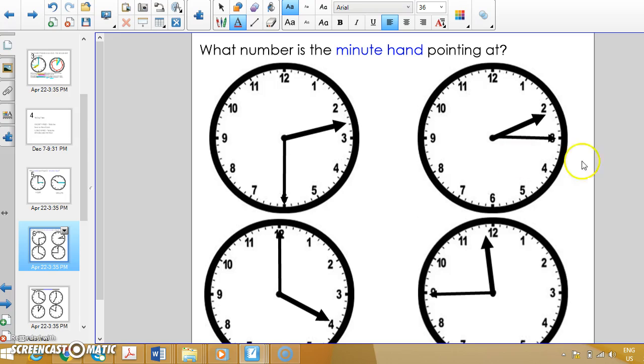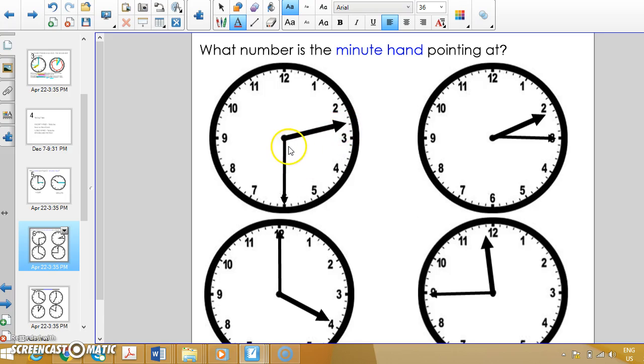Okay, you try this one. I want you to look at each clock and say what number the minute hand is pointing to in each clock. Remember, the minute hand has the N in it, it's the long hand. So take a minute, pause it if you need to, and then we'll come back and we'll correct it.